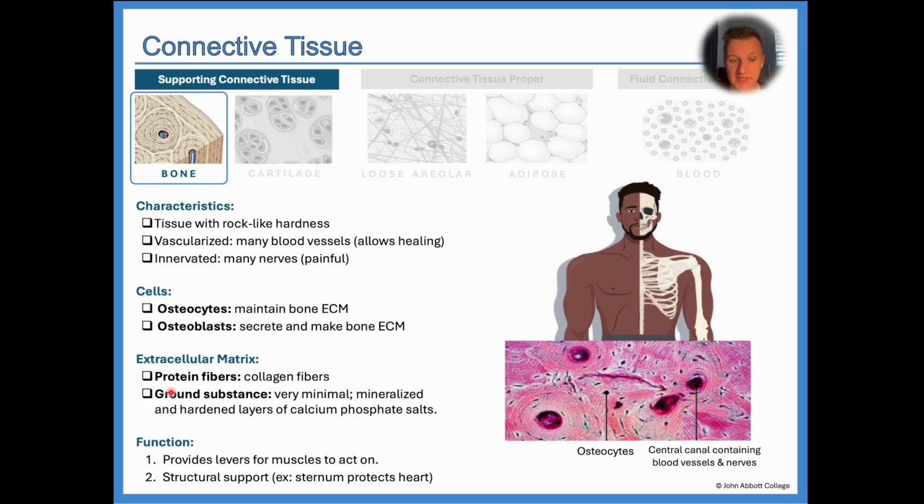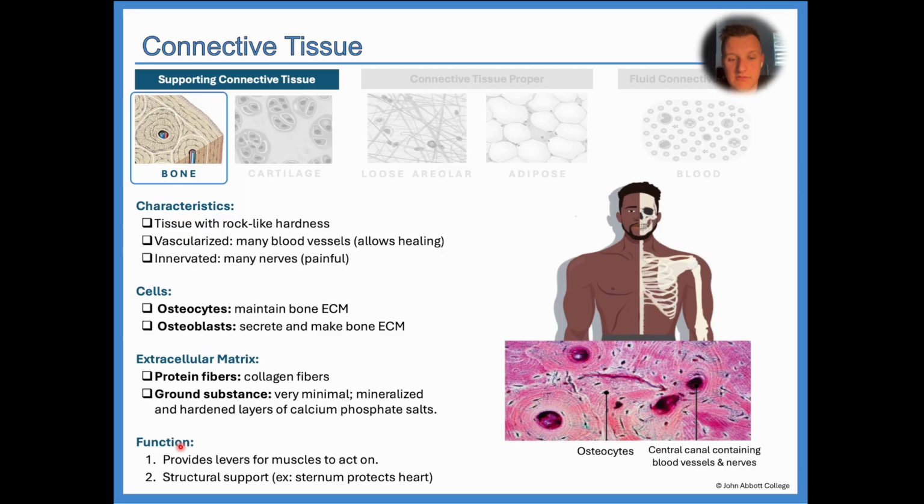The extracellular matrix, in terms of protein fibers, we have a lot of collagen fibers. Remember, we said collagen fibers were strong. So that's where bones get their strength. And the ground substance that we have is very minimal, but it's mineralized, right? So it's actually crystallized, right? And hardened layers of calcium phosphate salts. So this is a salt that is hardened and layered, right? So it makes this thick layer.